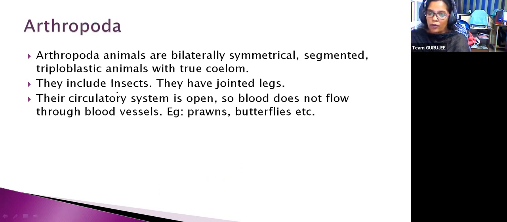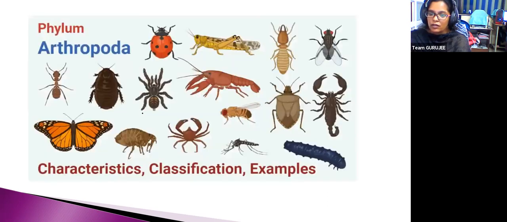Next, arthropoda. So it includes butterflies, prawns. The circulatory system is open. They don't have arteries or blood vessels. They don't have any of those structures. They include some insects. These are the arthropoda: butterfly, insects. Most of the insects are called arthropoda.